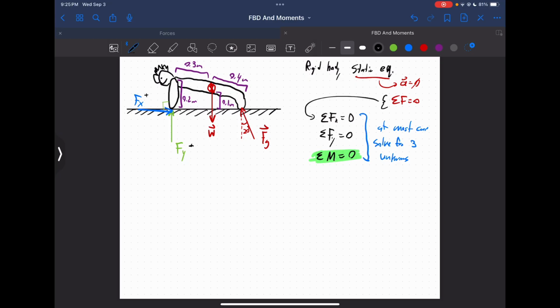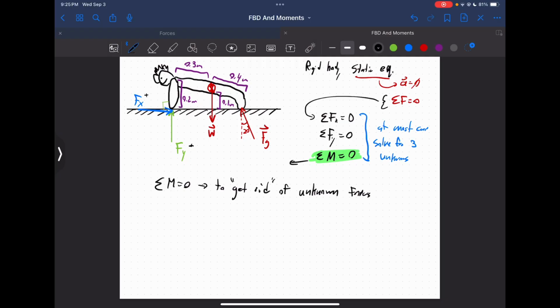Why? Why is that important? Using sum of moments equals 0 allows you to get rid of, in quotations, unknown forces. That seems like a good deal. It seems kind of too good to be true. So we're going to figure out why that is.